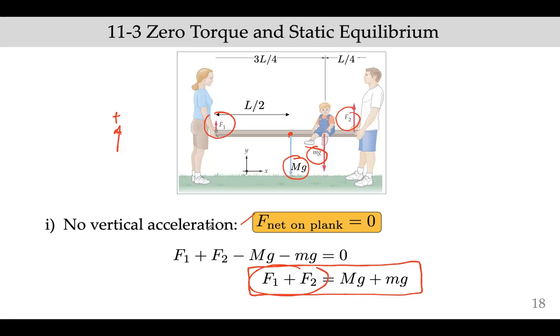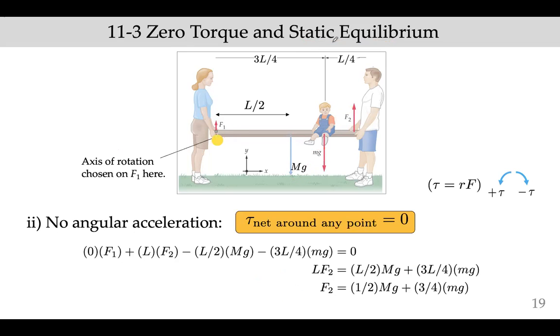So now let's talk about the rotational balance. I also want this plank not to rotate if you want static equilibrium. What is the condition for the plank not to have angular acceleration? I don't want it to rotate clockwise or counterclockwise. Now I have to write down net torque around any point. Remember, torque has this R inside, and R is the distance between the force and a point that you choose.